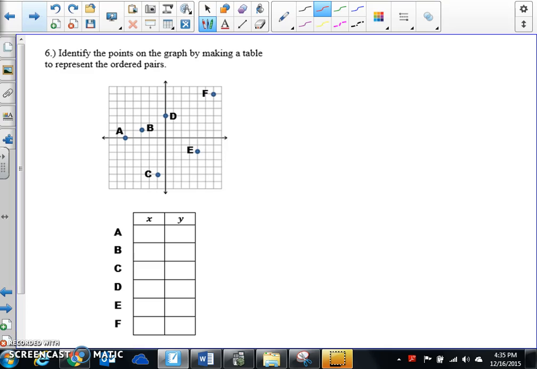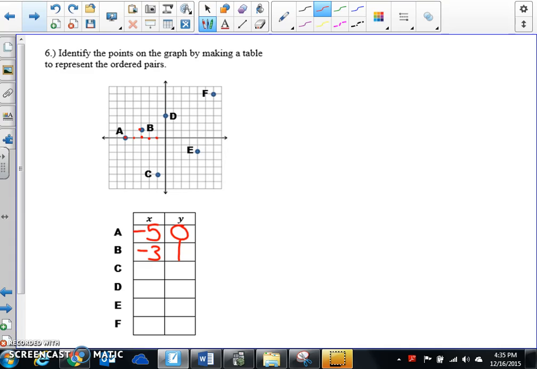All right, 6. We just need to go ahead and fill in the table. A, I walk to the left 1, 2, 3, 4, 5. So I walk to the left 5. I don't get to go up or down, so 0. B, I walk to the left 1, 2, 3, so negative 3. Then I get to go up 1.